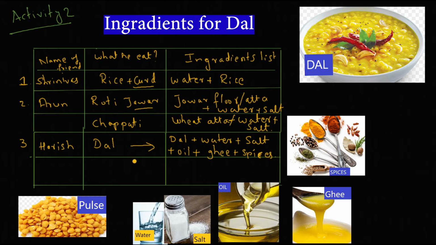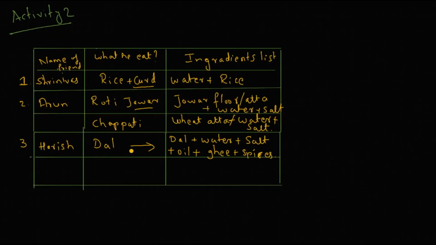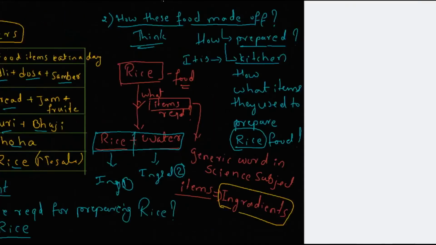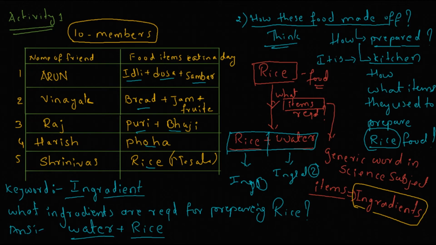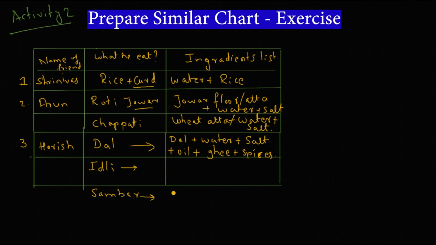Okay, so like this I request you to prepare a list of foods. For example, Arun had idli, so you need to develop the idli ingredients. Write down the ingredients. Now we'll go to dosa or sambar. Let's say sambar. Write down the ingredients. So like that, prepare a chart, and we'll make one small activity on this.